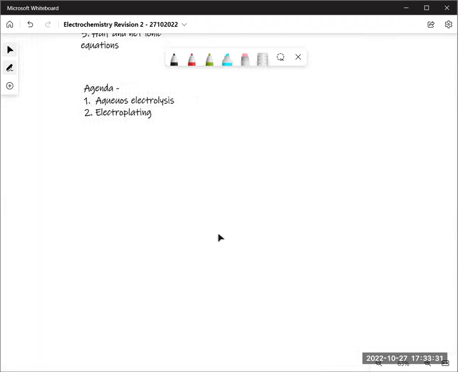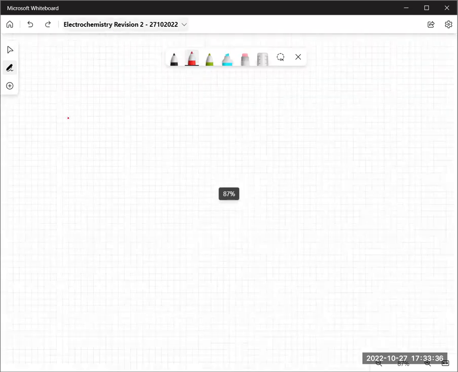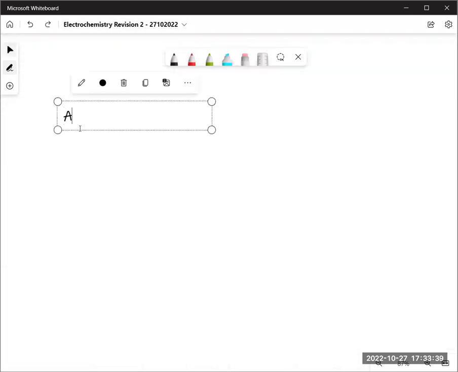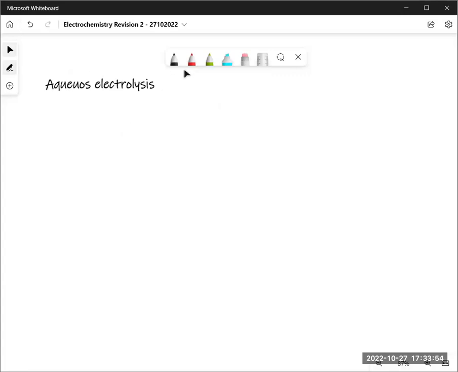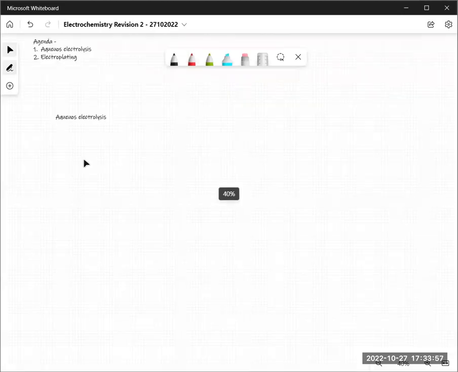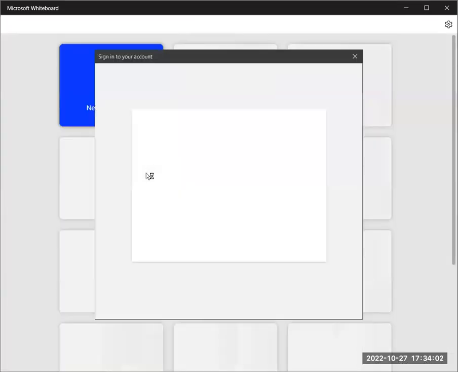How does that work? Well, let's look at an example. Example number 1. Write today's date and start, looking at aqueous electrolysis. To start off, actually, let's go back to yesterday's notes, and we'll see from there what we have done so far.